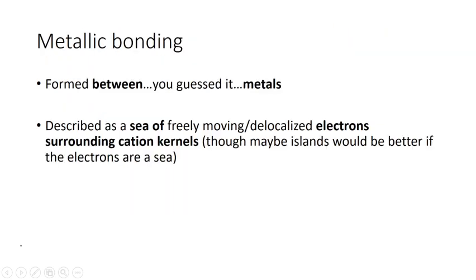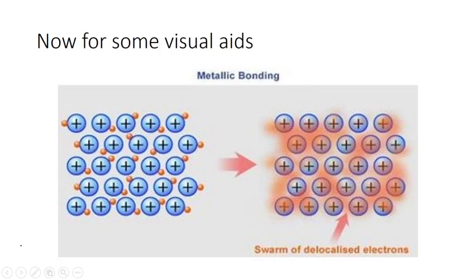Okay, so the last one, metallic bonding, formed between, yes, metals. And this type of bond is a little bit different than the other two. It is described generally as a sea of freely moving or delocalized electrons that surround cation kernels. Like I said here, though perhaps islands might be a better term if you are describing the electrons as a sea, but you know, nobody asked me, so this is what we end up with.